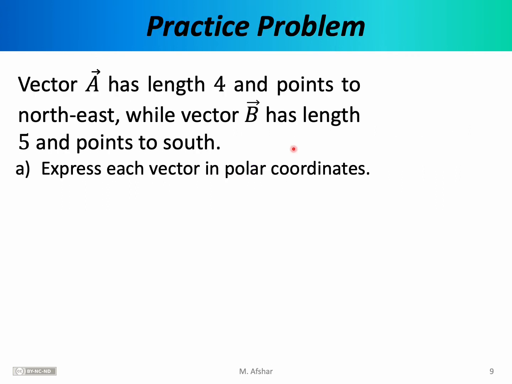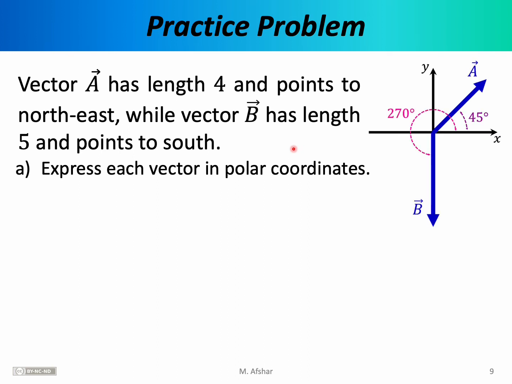Let's finish this lecture with a practice problem. Vector A has length 4 and points to northeast, while vector B has length 5 and points to south. Express each vector in polar coordinates. As usual, when you're dealing with vectors, it's very helpful, almost necessary, I would say, to draw some pictures. Sometimes I'll give you the picture. Sometimes I'll expect you to draw the picture yourself on the test.